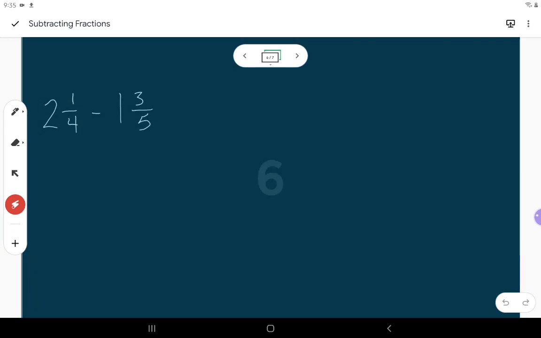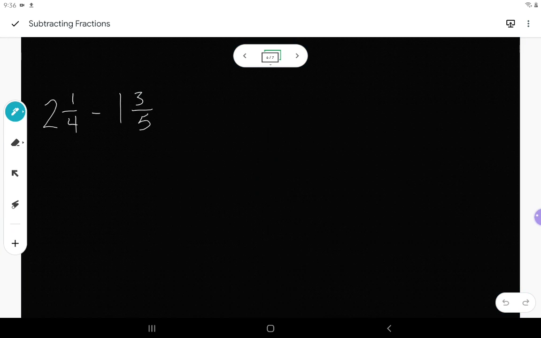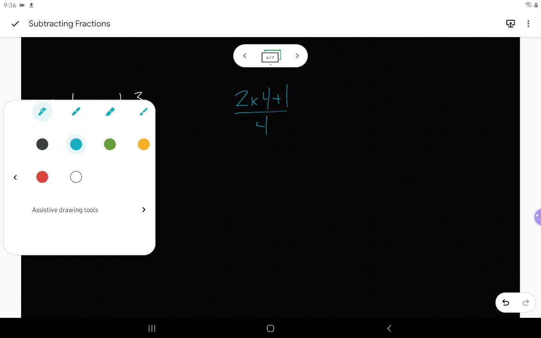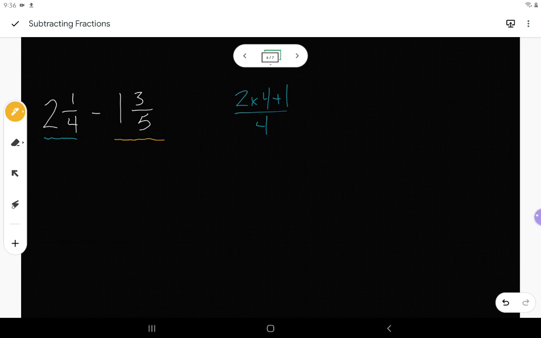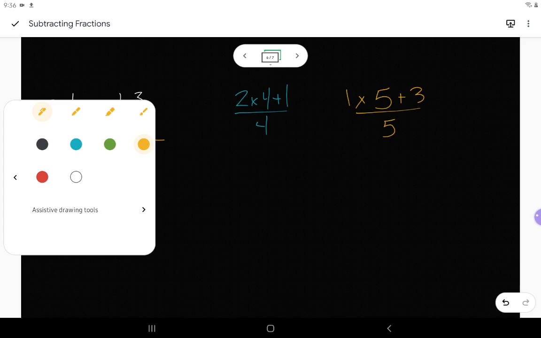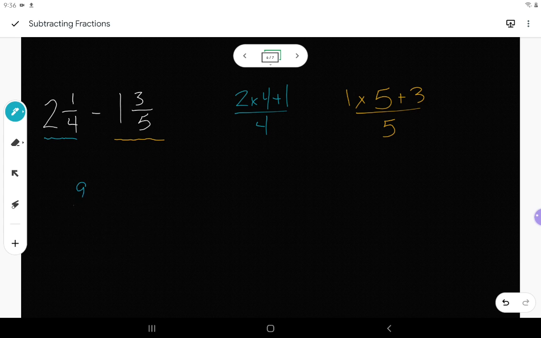Now there are two ways to do it. I'm going to do the improper method first, and by improper I mean changing it into improper. So if I had 2 1/4, I'm going to rewrite that. I'm going to go 2 times 4 plus 1 over that denominator of 4. And then for the second one, I've got 1 times 5, because the denominator is a 5. 1 times 5 plus the 3, and the denominator is going to stay as a 5. So my new fractions are going to be 9 over 4 plus, and then we have our 8 over 5.